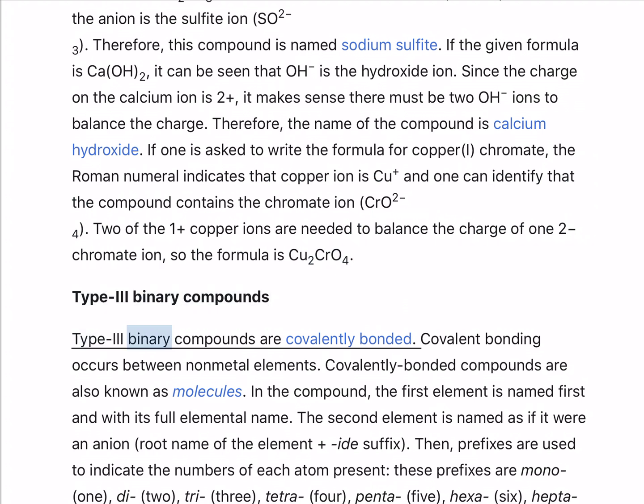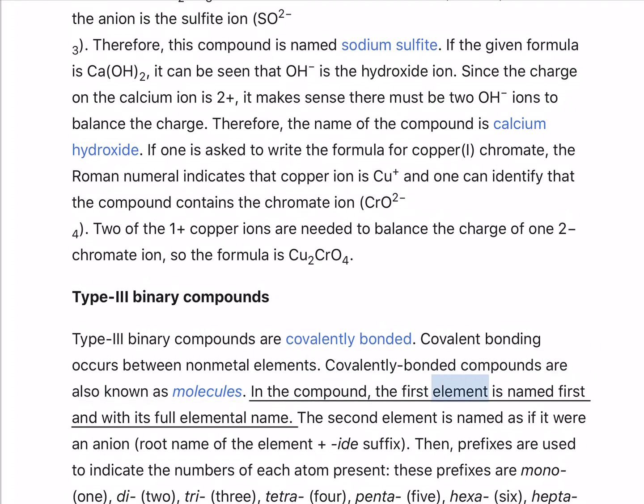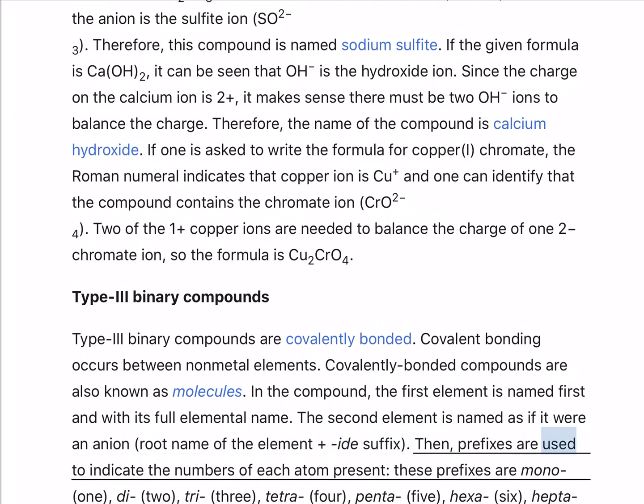Type III binary compounds are covalently bonded. Covalent bonding occurs between nonmetal elements. Covalently bonded compounds are also known as molecules. In the compound, the first element is named first with its full elemental name. The second element is named as if it were an anion, root name of the element plus the -ide suffix. Then, prefixes are used to indicate the numbers of each atom present.